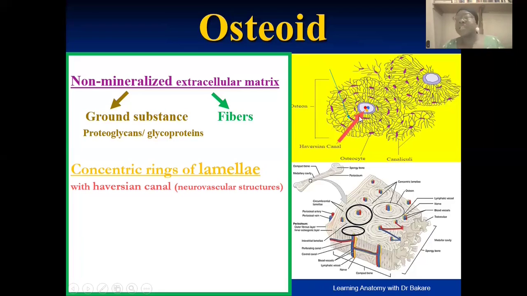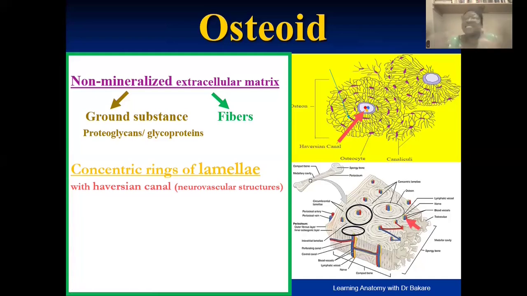This is what is arrowed here at this point. This space is left to accommodate neurovascular structures to the bone tissue, and this is what is projected here in this image. If we go back to this lower image, this is where we have the Haversian canal, also arrowed at this point. You see that within this space, we have a collection of neurovascular structures.